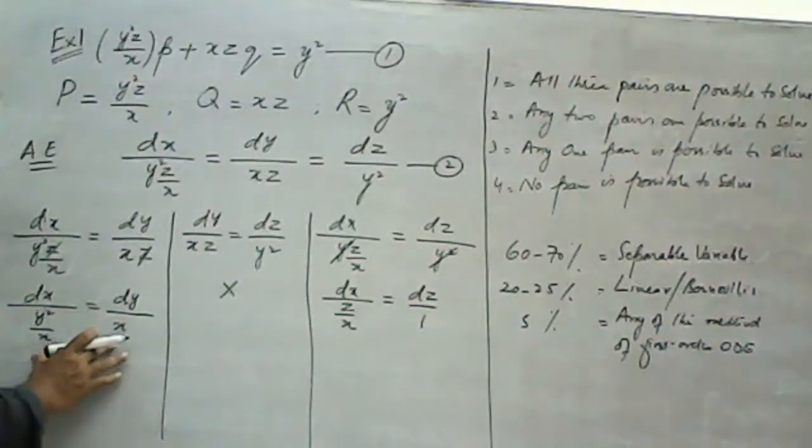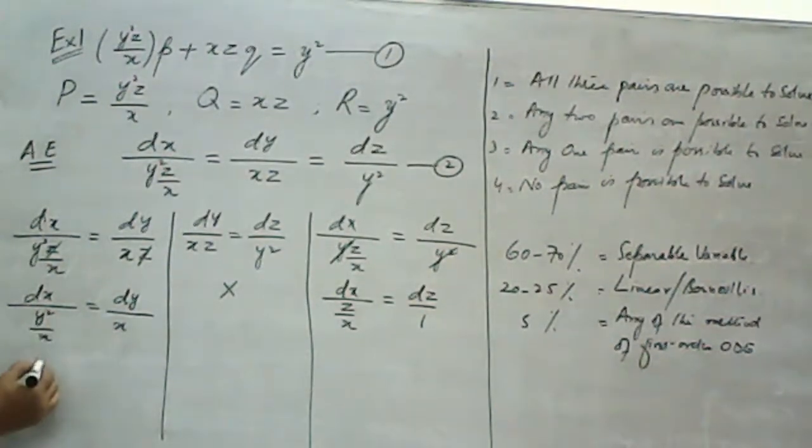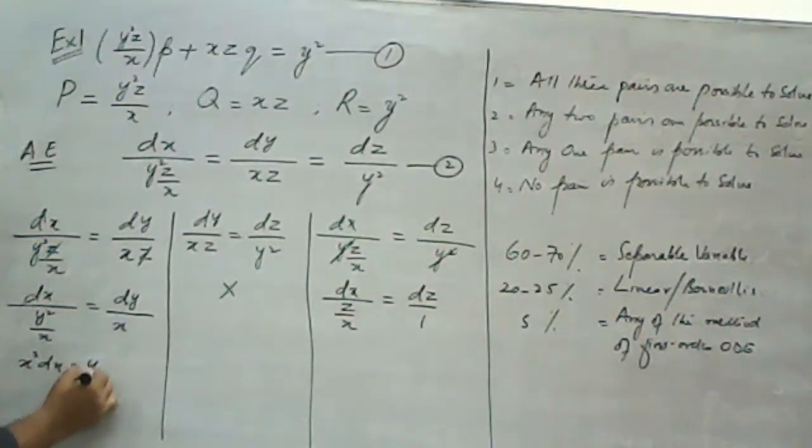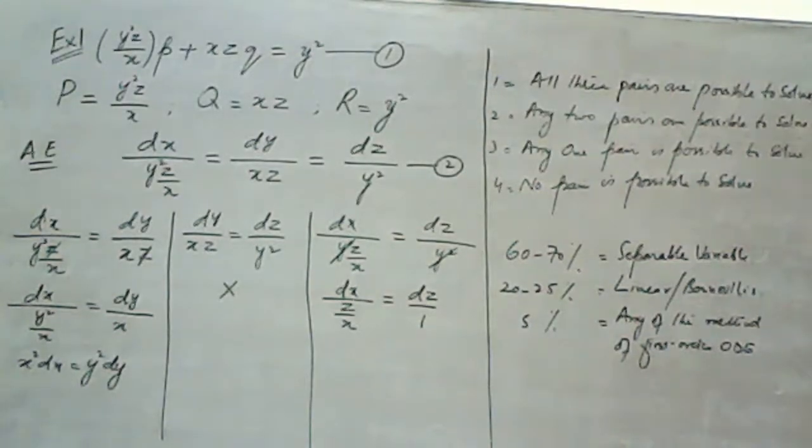So here, if I write this in this manner, it is possible for me to write this in this form, and this form is separable variable form. So integrate both sides.